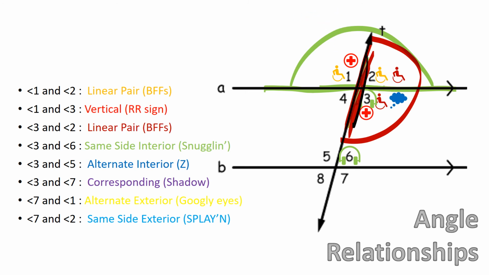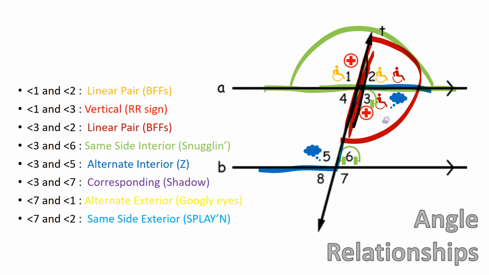Next one, alternate interior. Here's angle 3 and angle 5 on the opposite sides of the transversal. And notice your Z can go backwards. It can be a backwards Z. And they are congruent. Alternate interior angles are congruent.